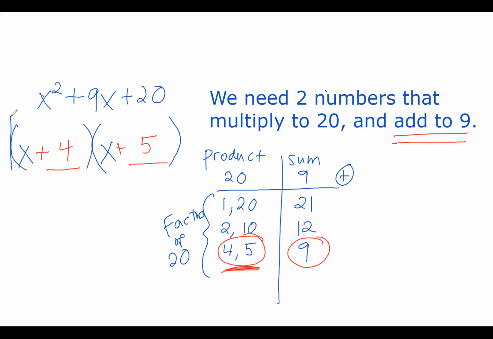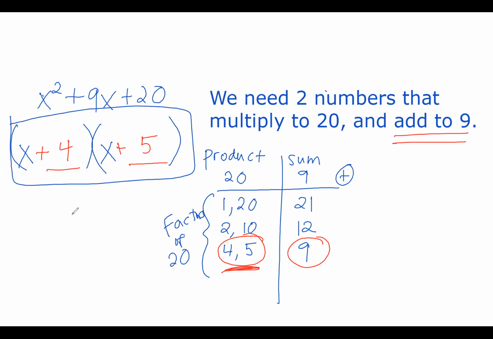X plus 4 times x plus 5. You could also write it in the other order. You could write the x plus 5 and then x plus 4. That's the same thing. The last thing we should do is check to see if this is actually correct.